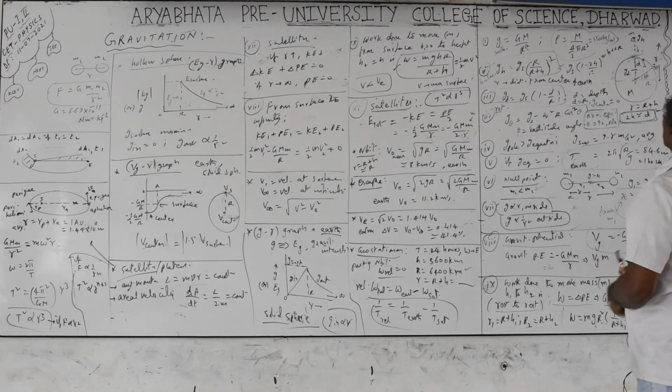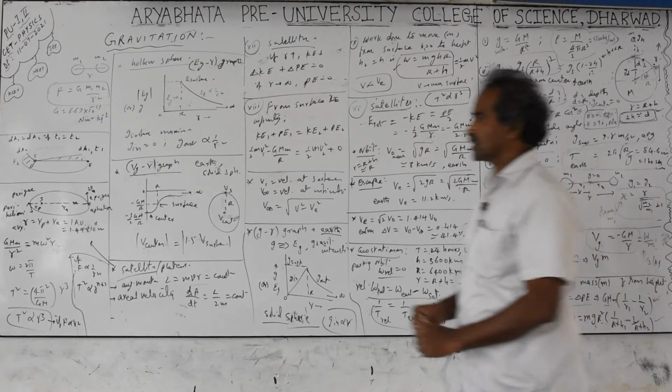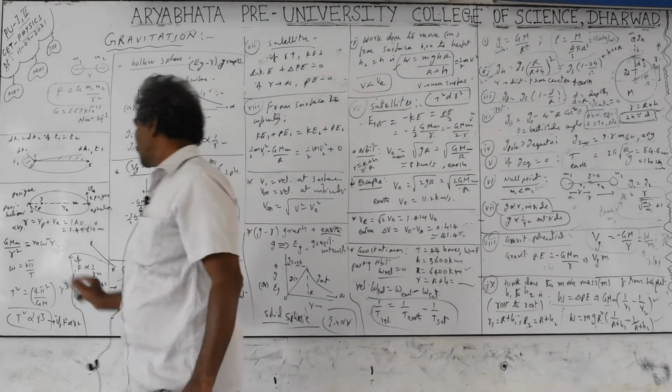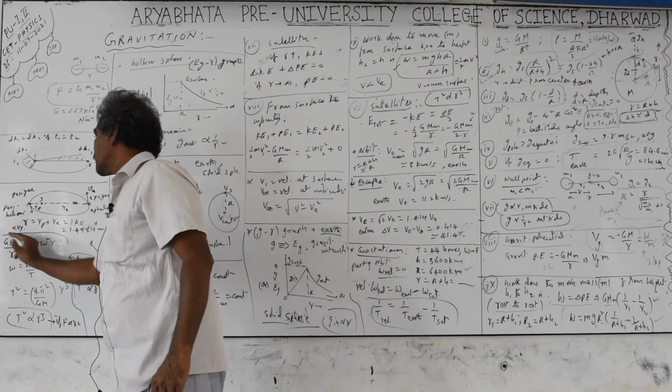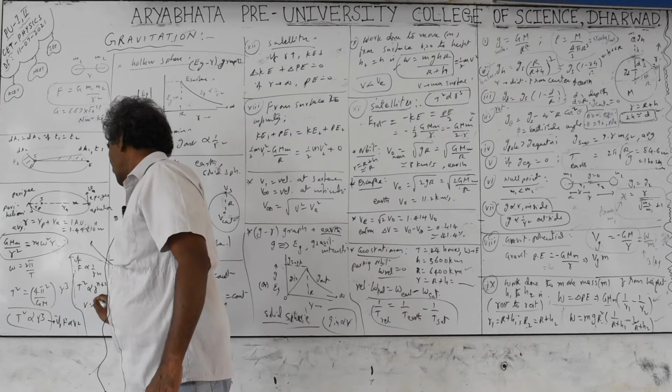And the centripetal force required for the object to move in a circular path is provided by the gravitational force of attraction. Gravitational force is equal to centripetal force. So gravitational force is nothing but GMm by r square, which is equal to mv square by r. This v is equal to omega r.